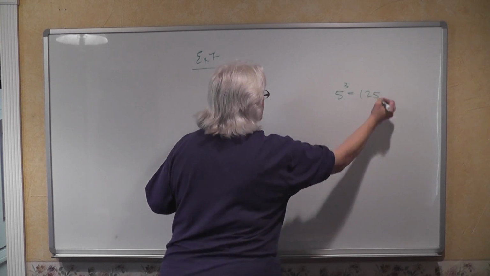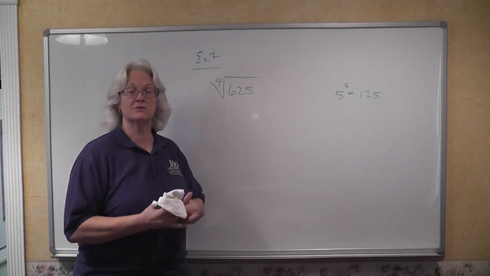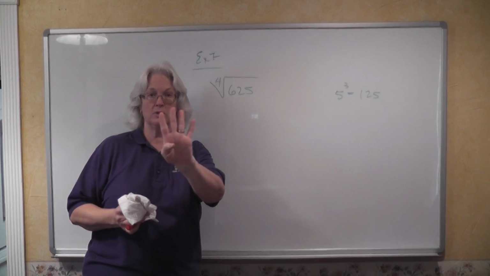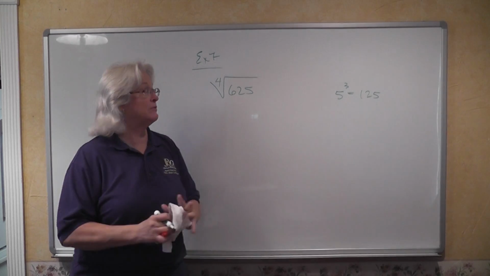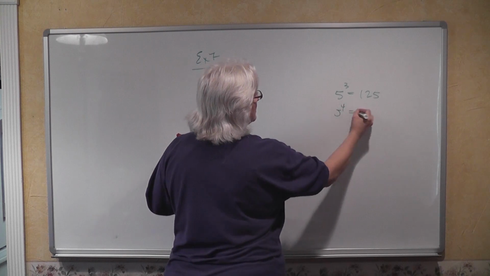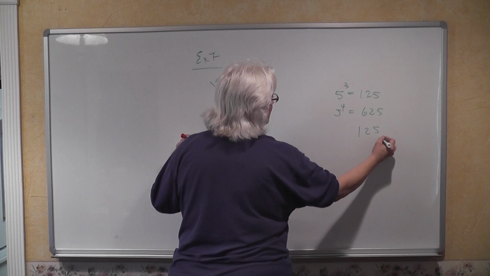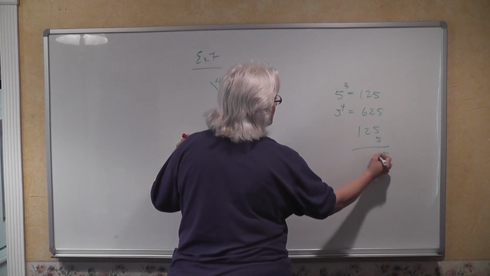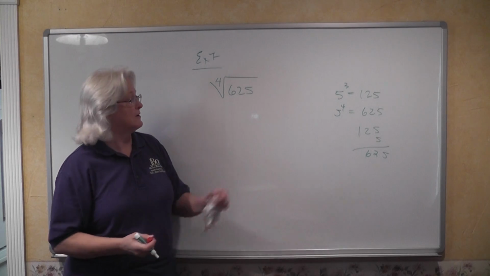that's 125. We want to find a fourth root, so we're looking for a number that's going to be used as a factor 4 times. Real good possibility that 5 to the 4th is going to be 625, don't you think? Well, it is in fact, and you can verify that. 125 times 5, too, is in fact 625.